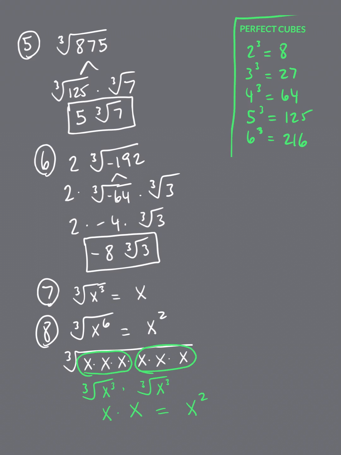But you really want to use this shortcut that you can divide this exponent by this number here to get your answer, because that is just a much faster way than having to write it all out and look for the triples.